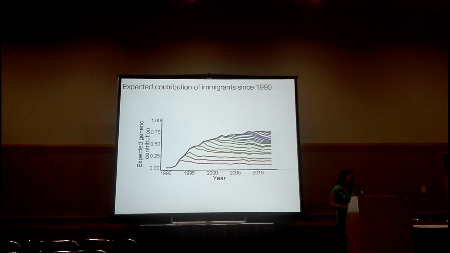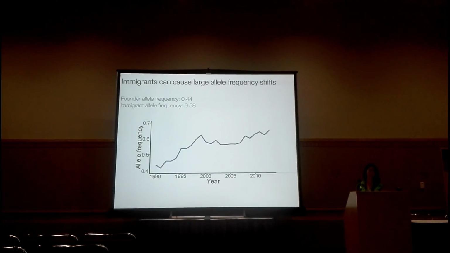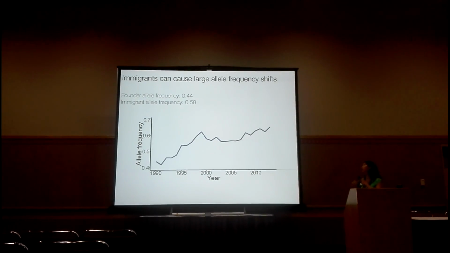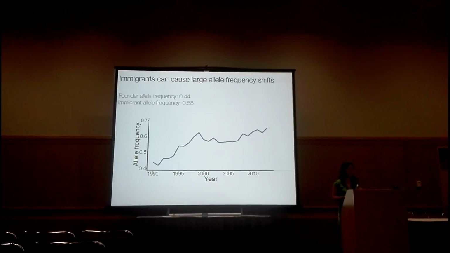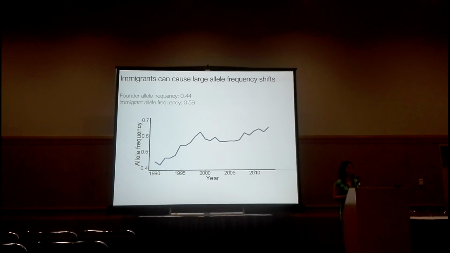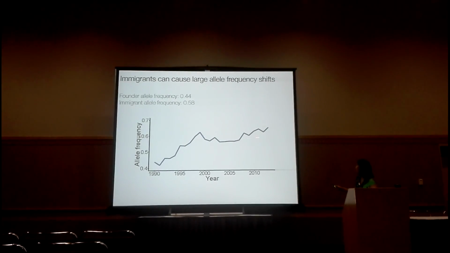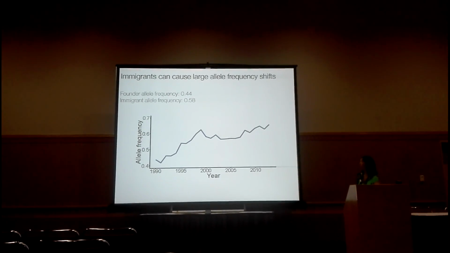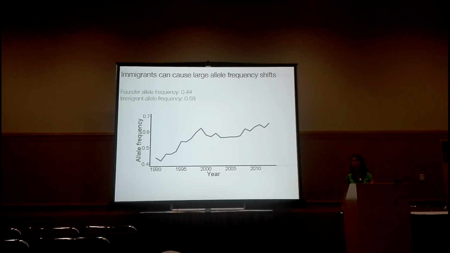So given that we know that immigrants should contribute a lot to our population, we would expect that they would also play a large role in our allele frequency trajectories. And indeed, we do see that immigrants can cause large allele frequency shifts. Here's one example SNP that has increased in frequency through time. We know that the founder allele frequency is 0.44, the immigrant allele frequency is 0.58.